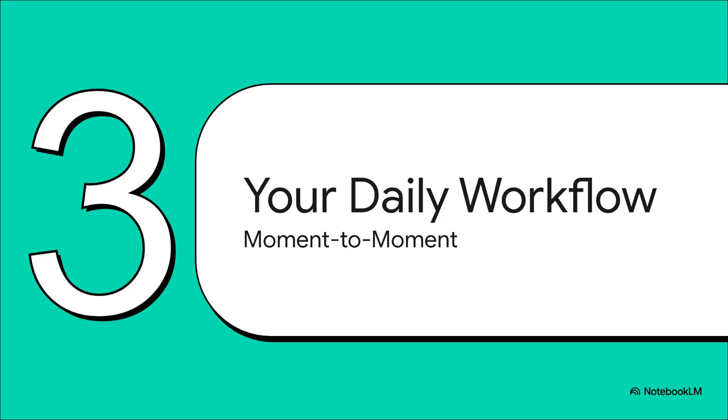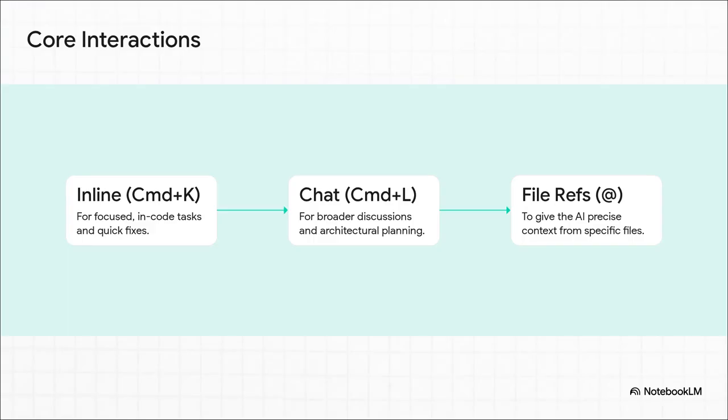All right, so those are the huge headline-grabbing features. But what does this actually look like in your day-to-day? When you're just deep in the code, how does this change your moment-to-moment workflow? Well, your everyday work in Cursor really boils down to three main ways of interacting with it, and it's designed to be super fluid, so you can move between them seamlessly, from making tiny little edits right in your code to having bigger conversations about architecture. And it's all just a keyboard shortcut away.